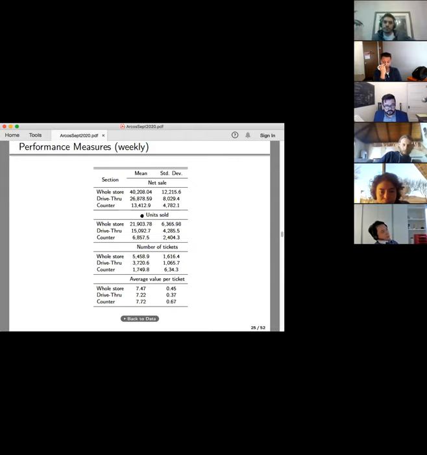Units sold, well, we don't know what is the correct interpretation of this unit sold, but 21,000 units sold, number of tickets, and the average value per ticket is $7.5.